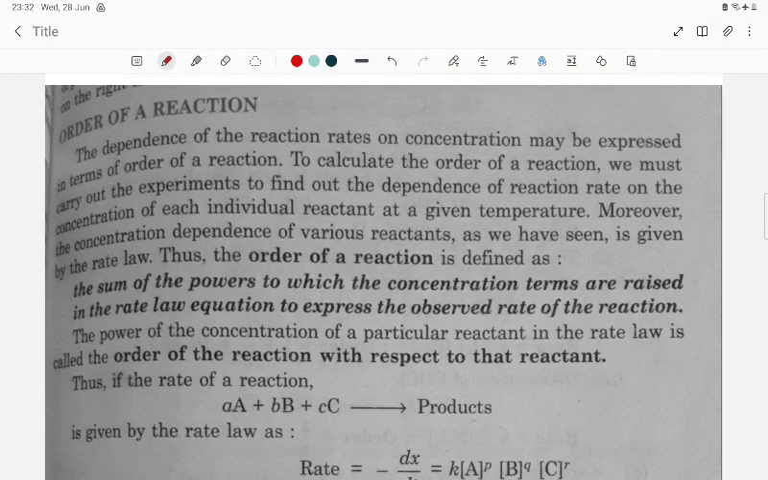Hello students, let's try to understand order of reaction. I have taken this from the Modern ABC book. So students, we have to understand what we mean by order of reaction. Here the definition is given.